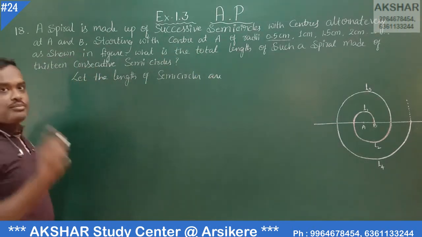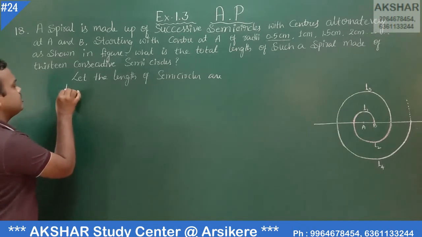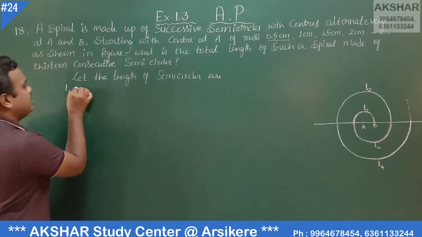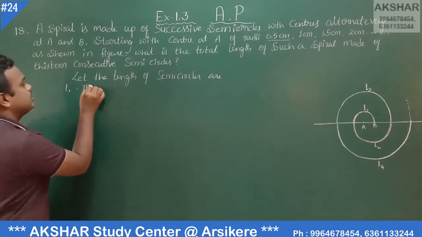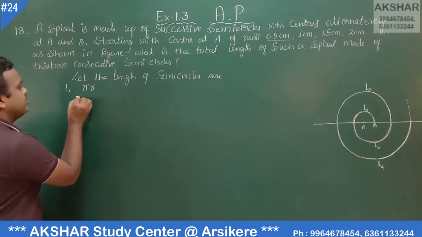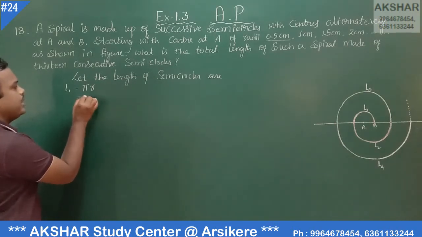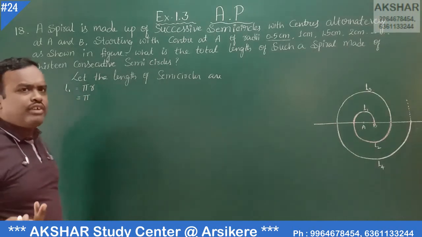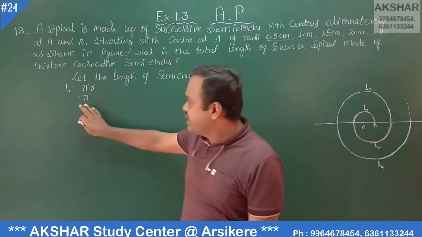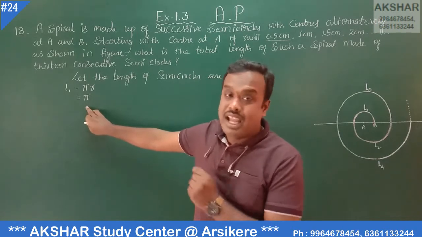I will take the first semicircle now. I will put L1, that means the length of the first semicircle. The formula, which I already told, is pi r. Clear? Yes. Which is equal to pi, keep as it is, and you also know the value of pi, that is 22 by 7. Okay, for the sake of simplicity I will put pi as it is.